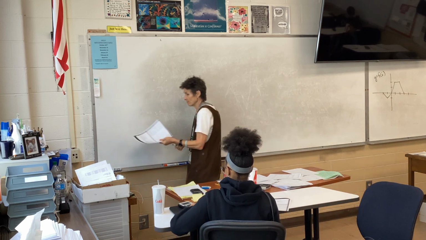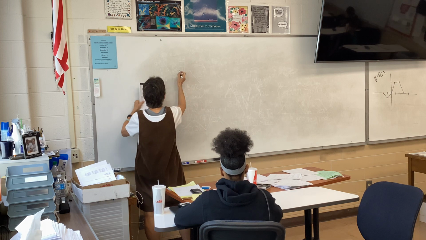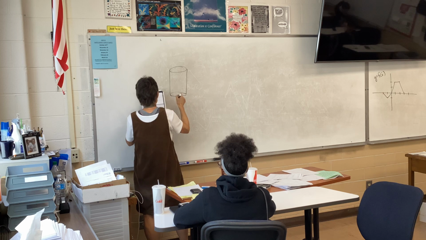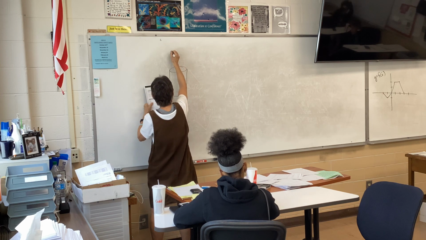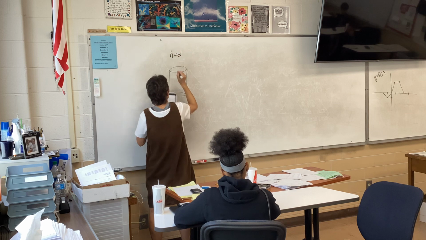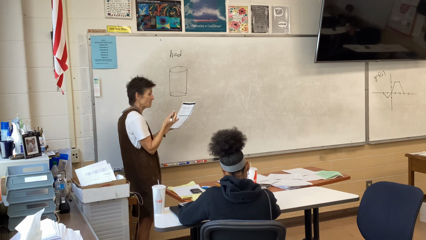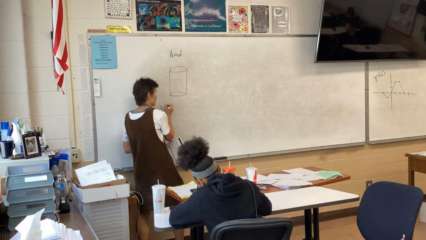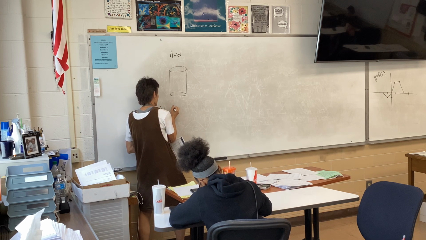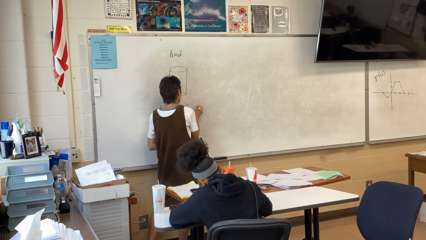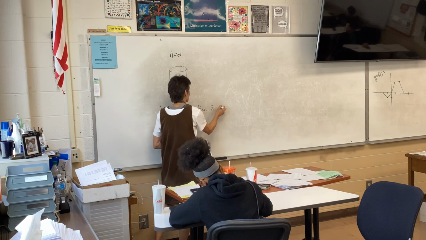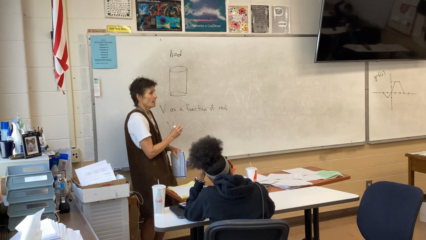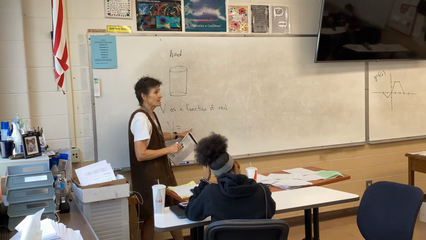Number 15 says that the height of the right circular cylinder, so this is a right circular cylinder, equals its diameter. They tell me that in the problem. Write the volume as a function of radius. Now, what that means is writing an equation for the volume in terms of the radius only.